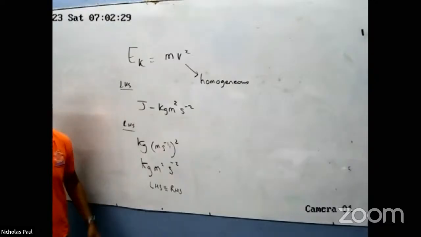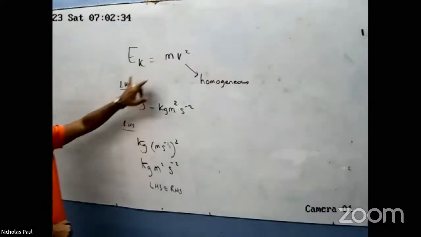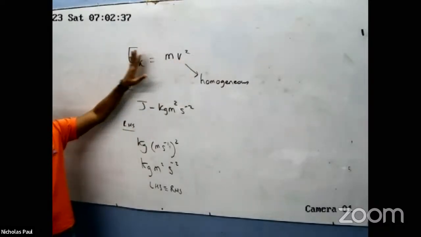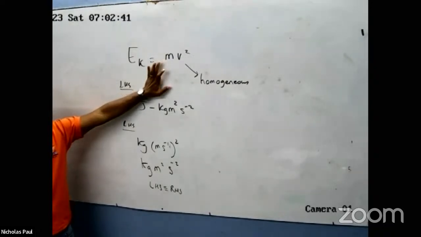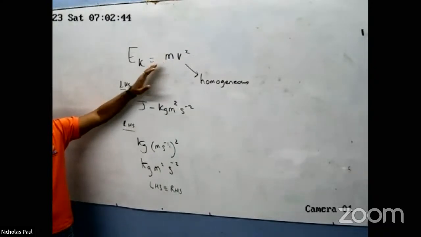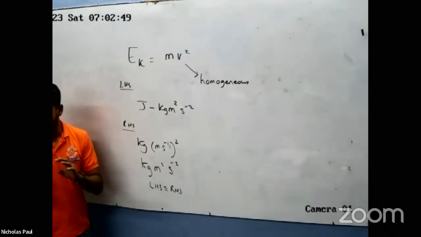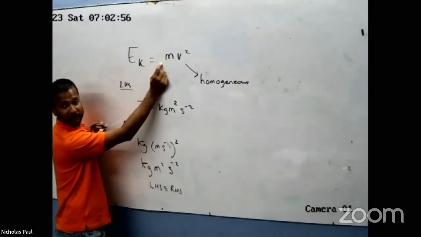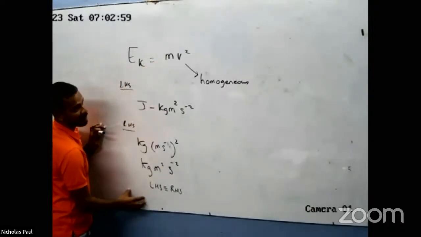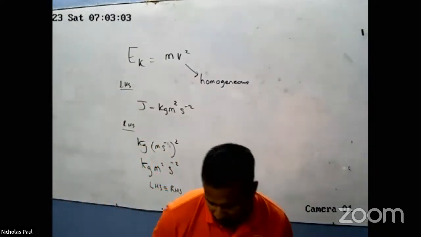But is that equation correct? No. The dimensions are correct. The units here and the units here are the same, but this is not the equation for kinetic energy. We have a missing constant. So all we can use the SI units for is to check and see if they're homogeneous. That's it. It does not mean that the equation is correct, because we're not considering constants. So let's make a note of that: homogeneity does not cater for the constants in the formula.